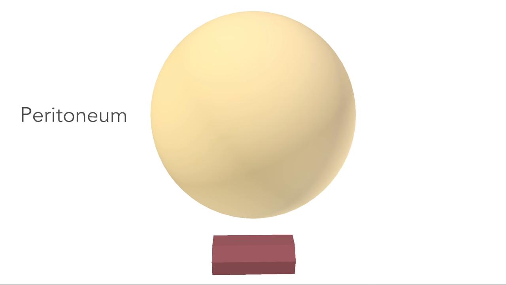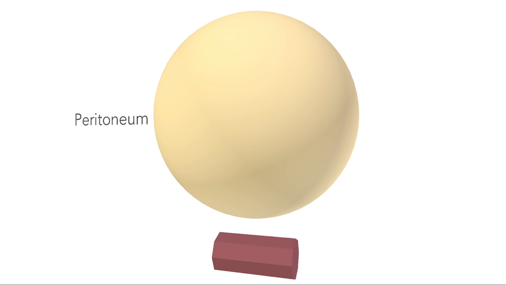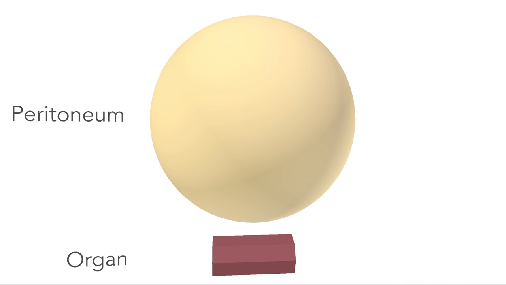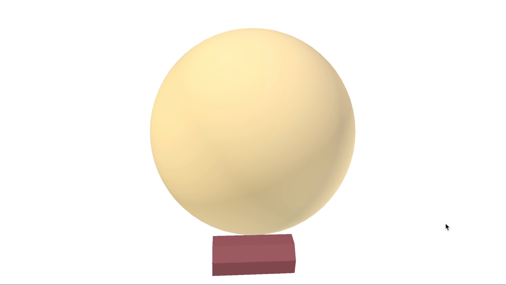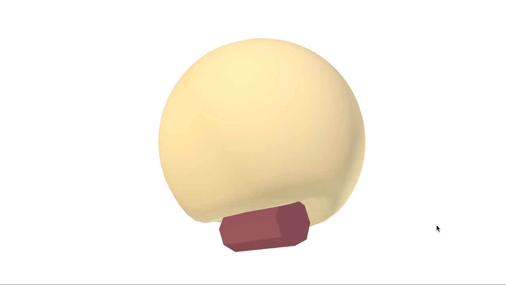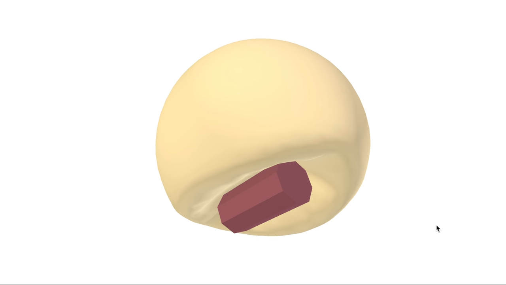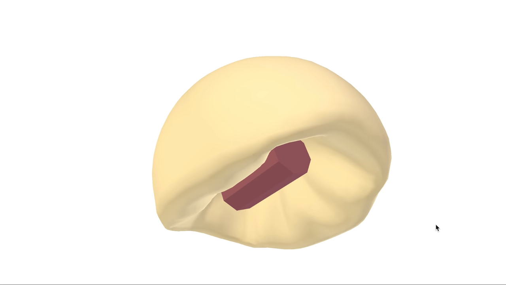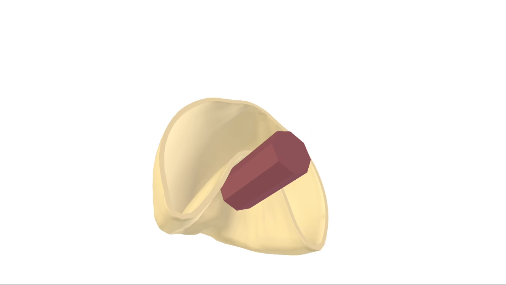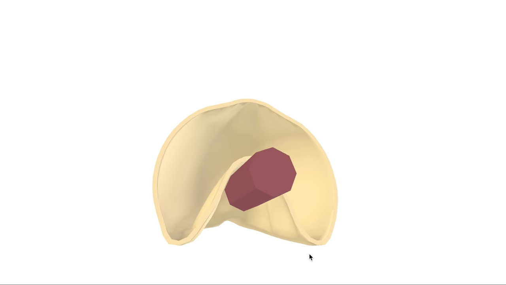Peritoneum is a single continuous sheet of serous membrane. Throughout development, organs become draped in peritoneum like so. If we cut this model in half, we see two layers here.